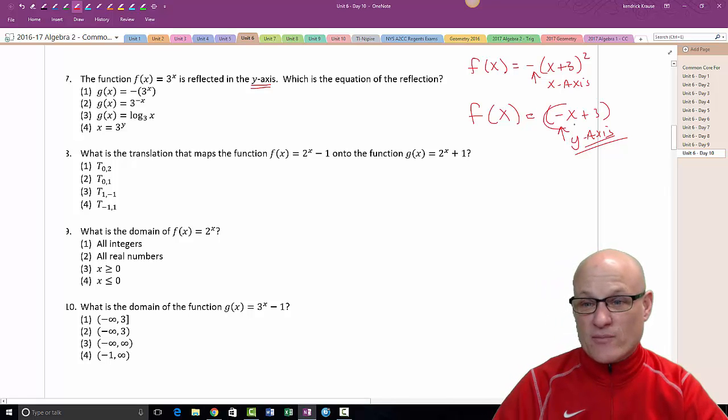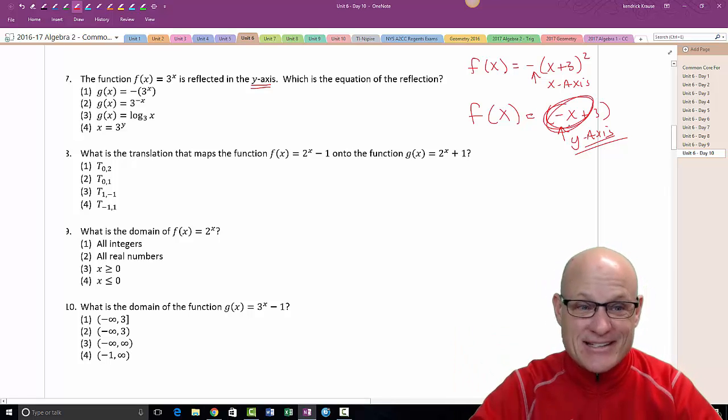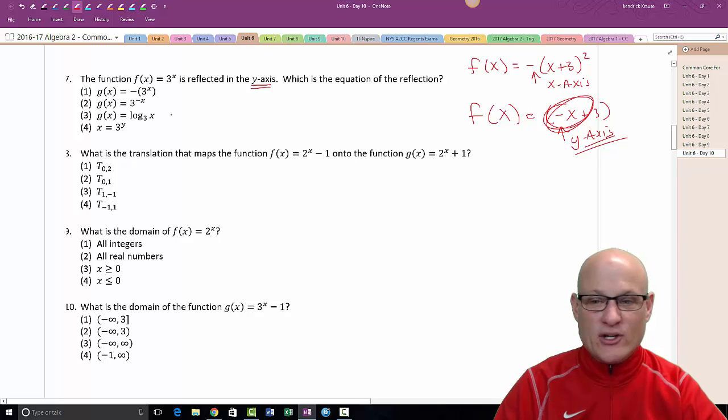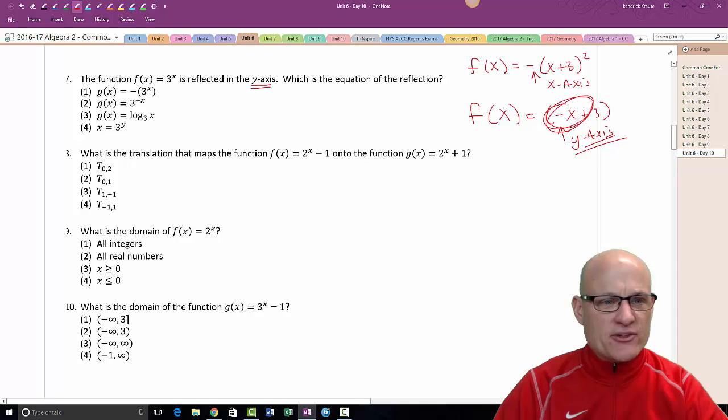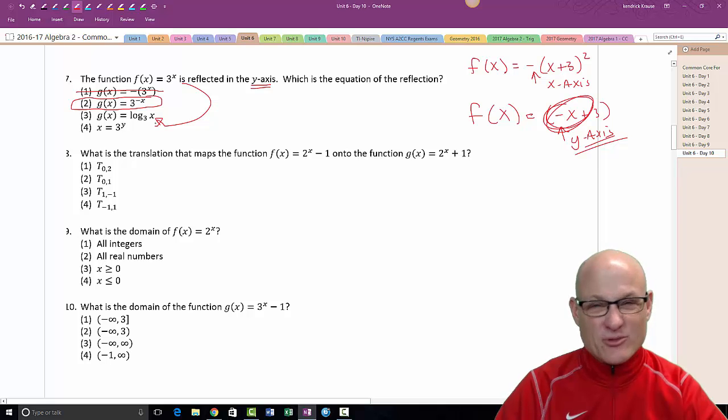So we're looking for something that has a negative on the inside of the parentheses, next to the x. And let's see, this is the reflection over the x-axis. This is probably it right here. This would be the inverse. It's not a reflection over an axis, it's actually a reflection over the line y equals x. And this is just garbage.